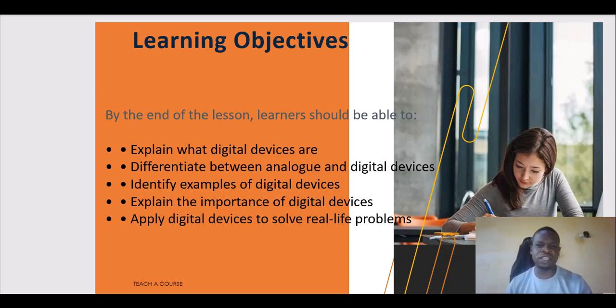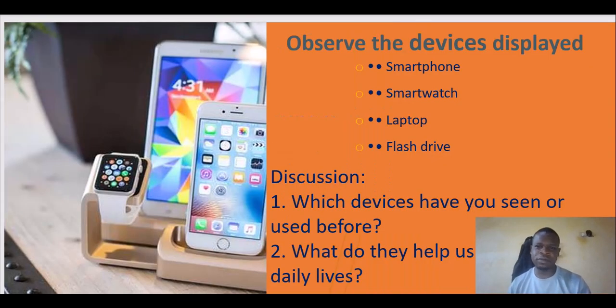By the end of today's lesson, each and every student should be able to explain what digital devices are, differences between analog and digital devices, identify examples of digital devices, explain the importance of digital devices, and how to apply digital devices to solve real life problems in the society. So let's start our lesson.